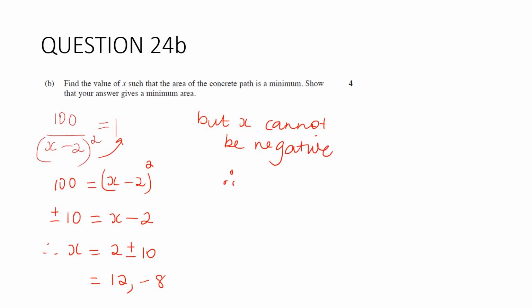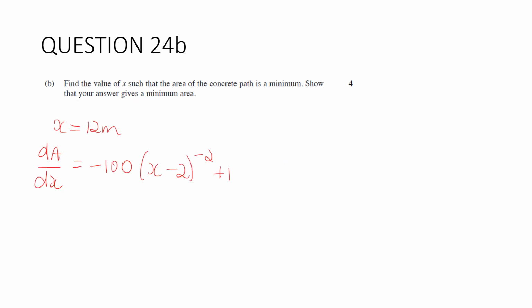Therefore, x is equal to 12 meters. Now it says, show that your answer gives a minimum area. And so we want to test that, don't we? And so we have to take the second derivative. So d squared A by dx squared. Again, we have got a chain rule.